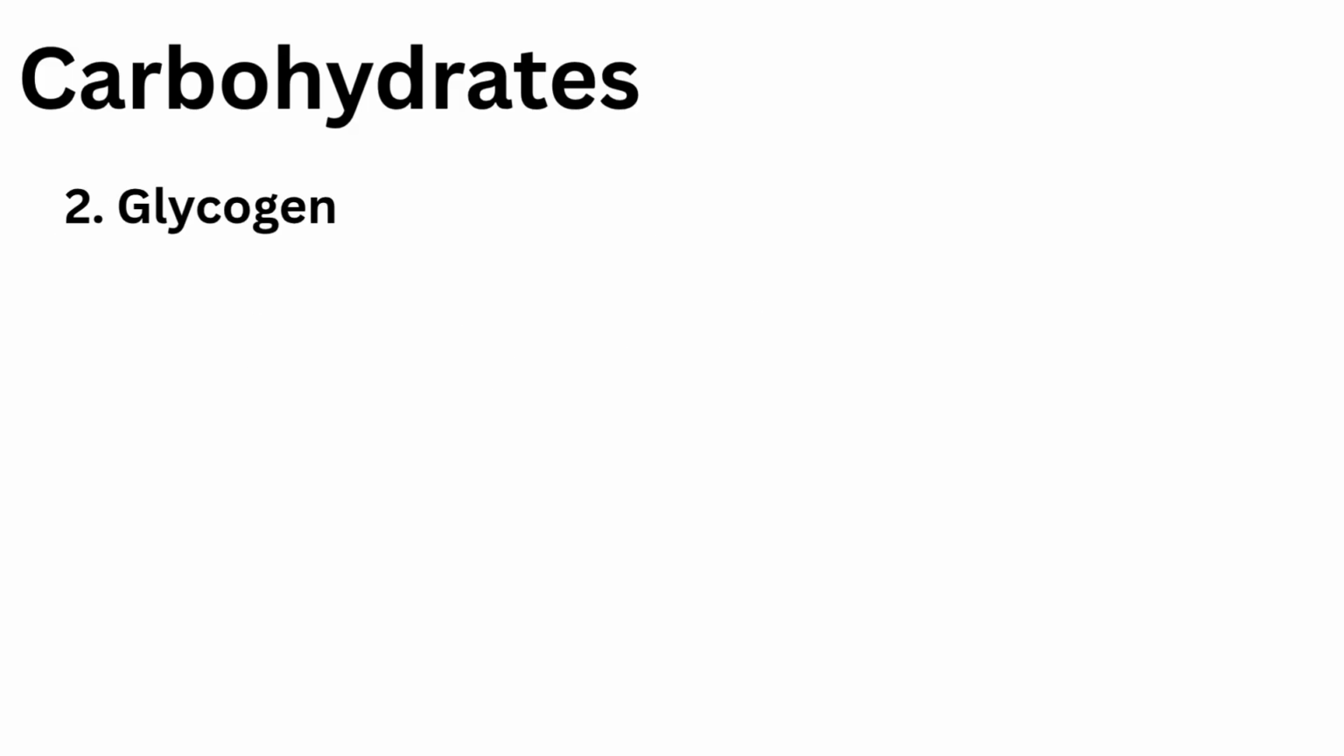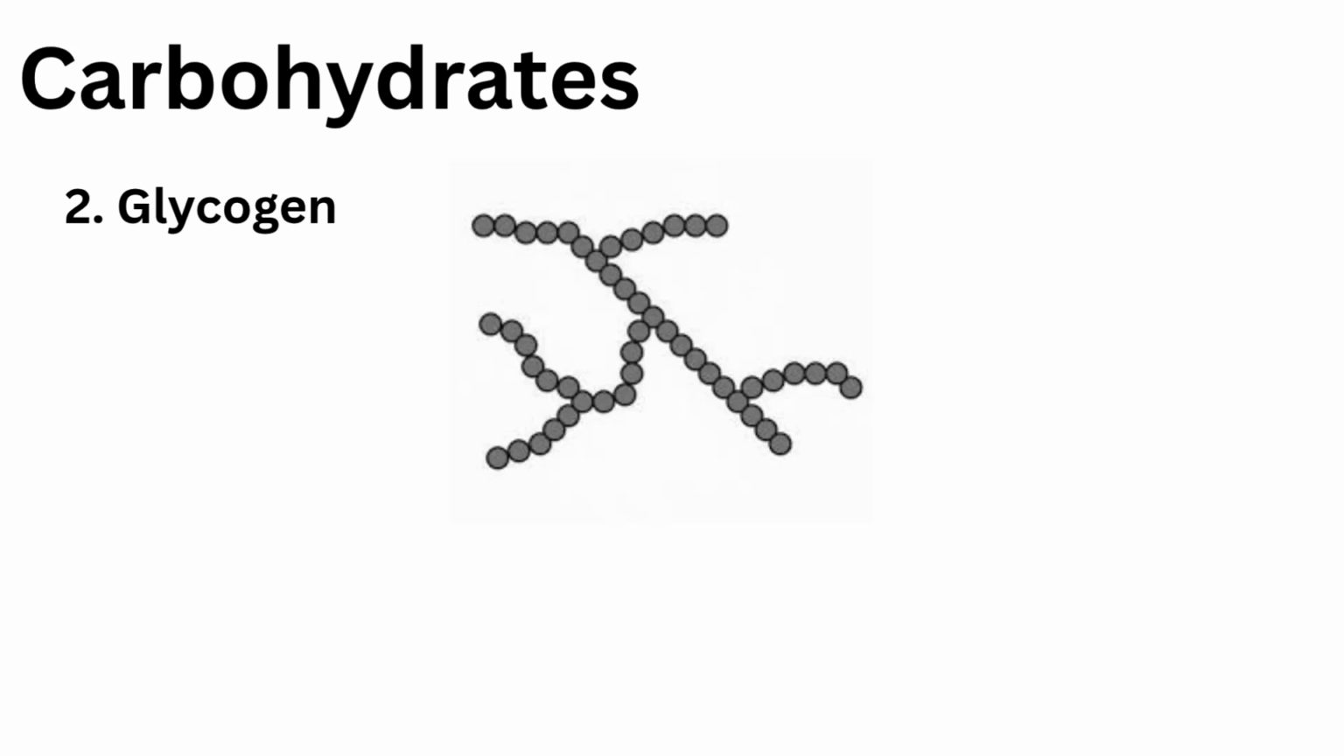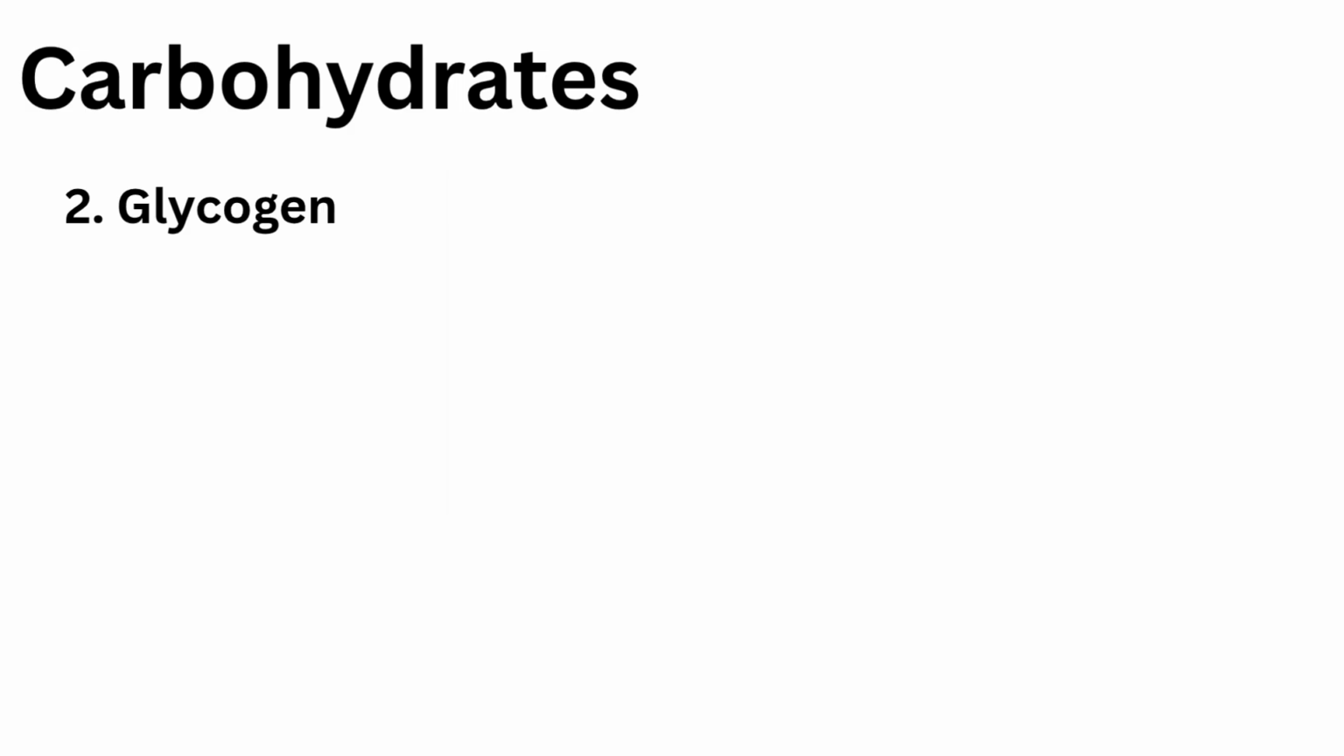2. Glycogen. If starch is plant storage, glycogen is the animal version. But glycogen is even more highly branched than amylopectin. This extreme branching means enzymes can break off glucose rapidly, perfect for animals that need fast bursts of energy. We store glycogen in our liver and muscles, ready to break down when blood glucose drops.